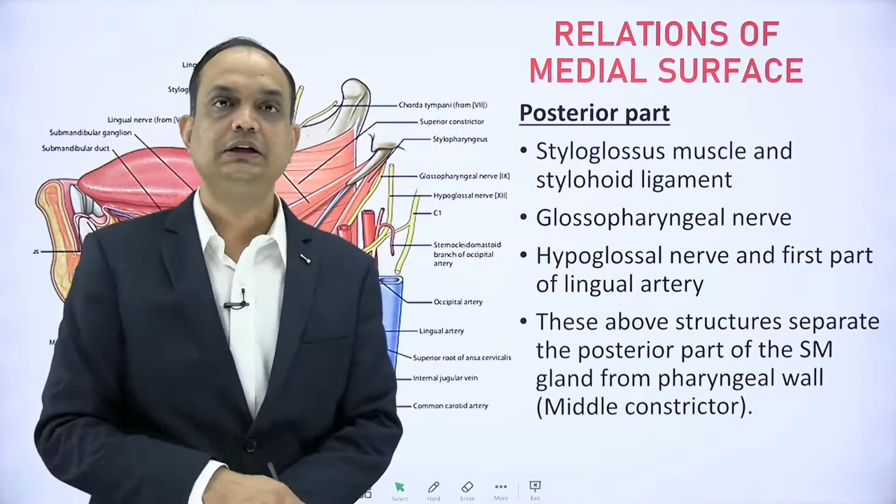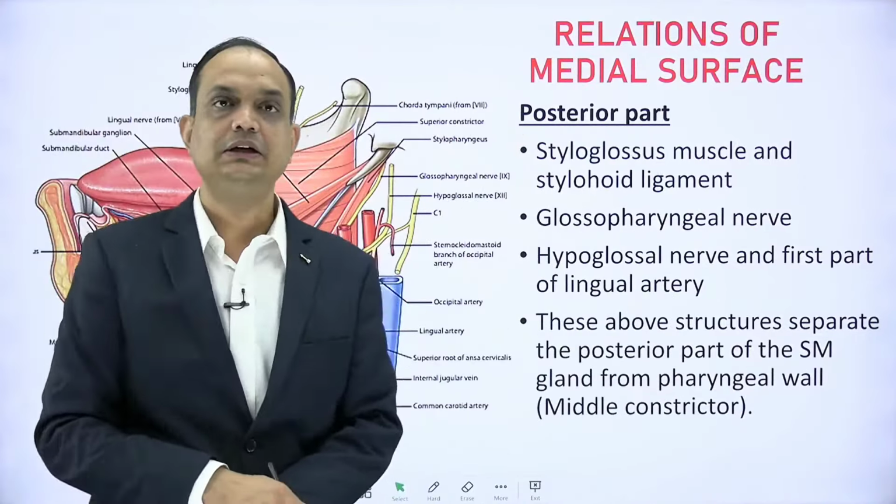Now here you can see that this is the first part of lingual artery, and this loop of the lingual artery is present in relation with the nerve, and the nerve is your hypoglossal nerve. So these above structures separate the posterior part of the submandibular gland from the pharynx, and mainly we are talking about the middle constrictor. So when you are writing the relation of the posterior part of the gland, you have to keep this in mind, that the posterior part of the submandibular gland is basically related with the middle constrictor, which is actually the lateral wall of your pharynx.